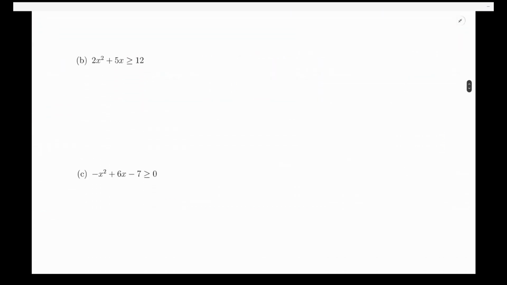Part B, 2x squared plus 5x is greater than or equal to 12. So again, I'm going to find the zeros of this polynomial by making an equation. So 2x squared plus 5x is equal to 12. Subtract 12 from both sides. We get 2x squared plus 5x minus 12 is equal to 0.